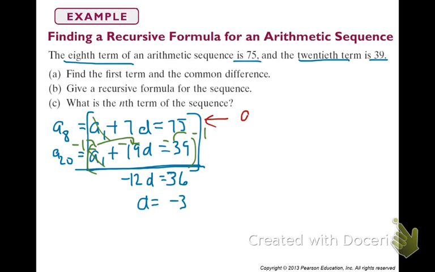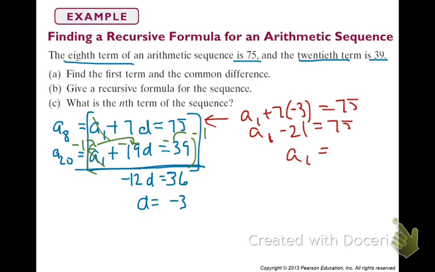So that means I'm going to have a sub 1 plus the 7 times the difference that we just found, and we know that equals 75. So if we solve that, this would be a sub 1 minus 21 equals 75. Moving your 21 over, a sub 1 would equal what? 96. All right, so we have found a. We've got to know those to write recursively.